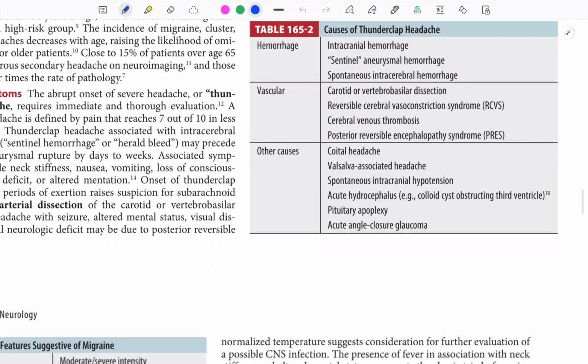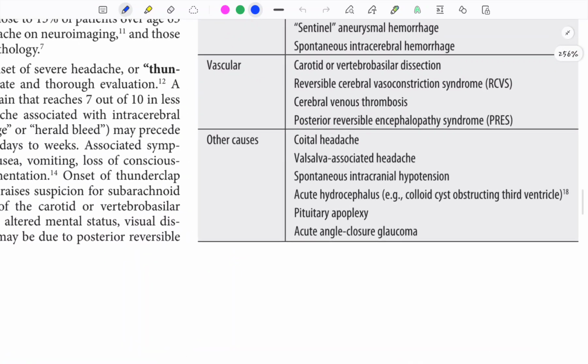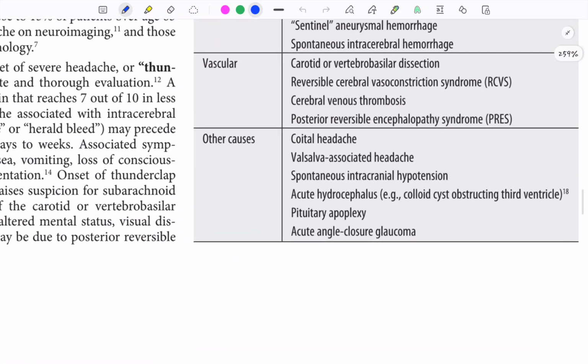The other causes are your coital headache, Valsalva, spontaneous intracranial hypotension, hydrocephalus, pituitary hemorrhage, and glaucoma, causing thunderclap headache. Coital, Valsalva, SIH, pituitary bleed, and glaucoma.